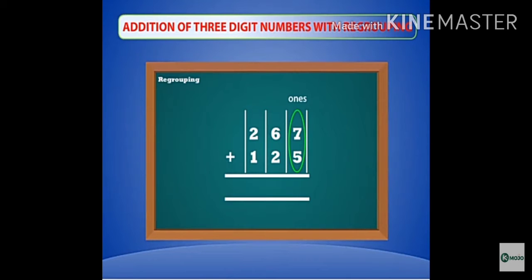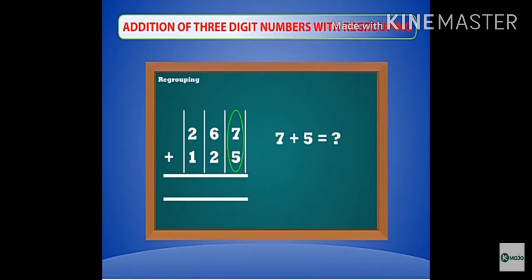7 plus 5 is equal to 12. So 2 will be placed in the ones column and 1 will be placed in the tens column. Now let's add the tens column. 1 plus 6 plus 2. 1 plus 6 is equal to 7 and 7 plus 2 is equal to 9. Place 9 in the tens column.